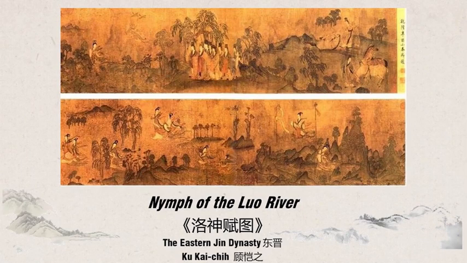Artist and writer Gu Kaizhi painted Nymph of the Luo River on a long scroll during the Eastern Jin dynasty. It is a large scroll that should be read horizontally, depicting the love story between the poet and the nymph from their meeting to their parting.